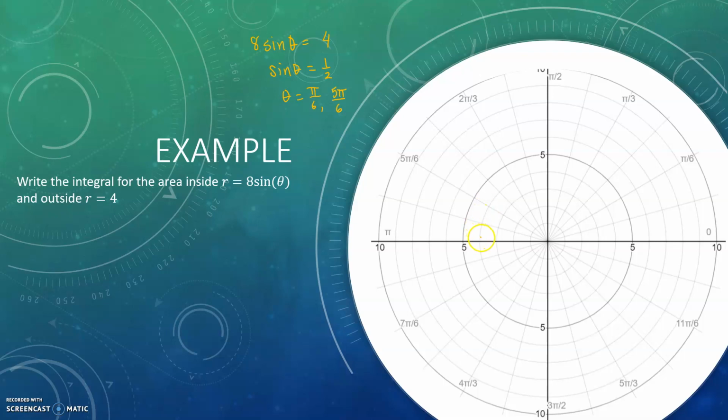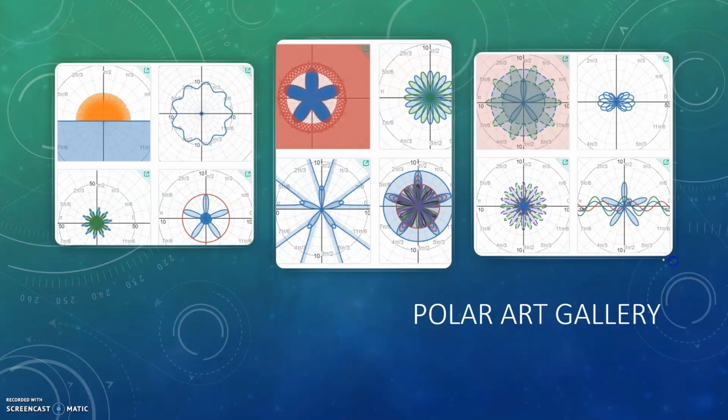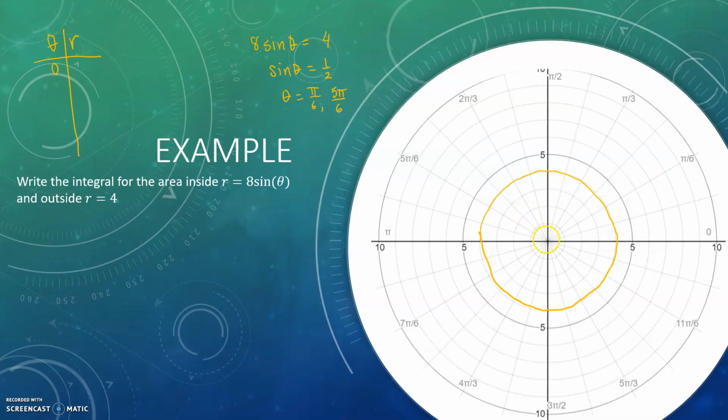r equals 4 is easier to graph. That just means no matter what theta is, the radius is always going to be 4. So we have a circle with a radius of 4 centered at the origin. And then for 8 sine theta, we can do a little table of values if we're not sure what that looks like already. If theta is equal to 0, r would be 0, because 8 times sine theta would be 0. If theta is equal to pi over 6, we know that r would be 4.